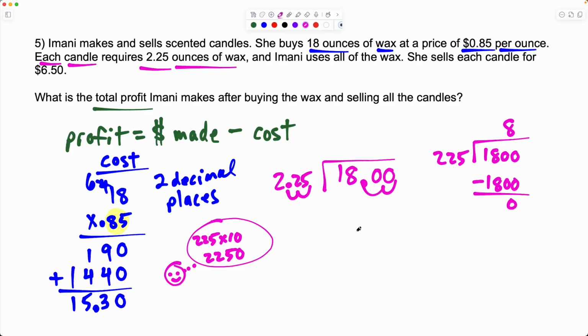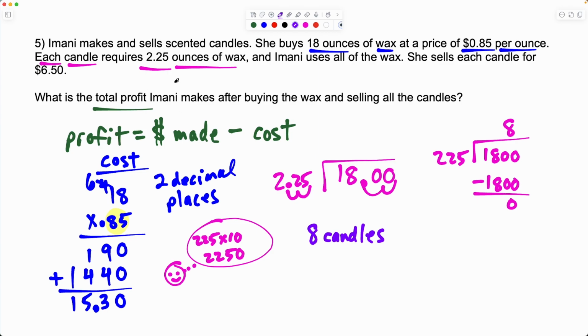Okay, so that's just some estimation strategies you could use in your head to help you get to where you need to go. This is going to help us move to the next stage of the question, because what this tells us is, if each candle requires 2.25 ounces of wax, then Imani could make 8 candles. So that's the maximum number of candles that Imani could make with all of the wax that she bought.